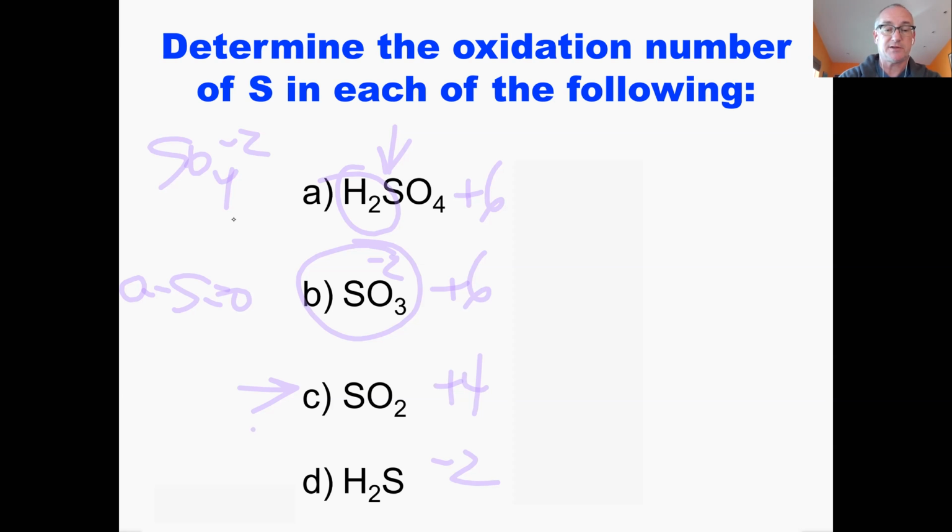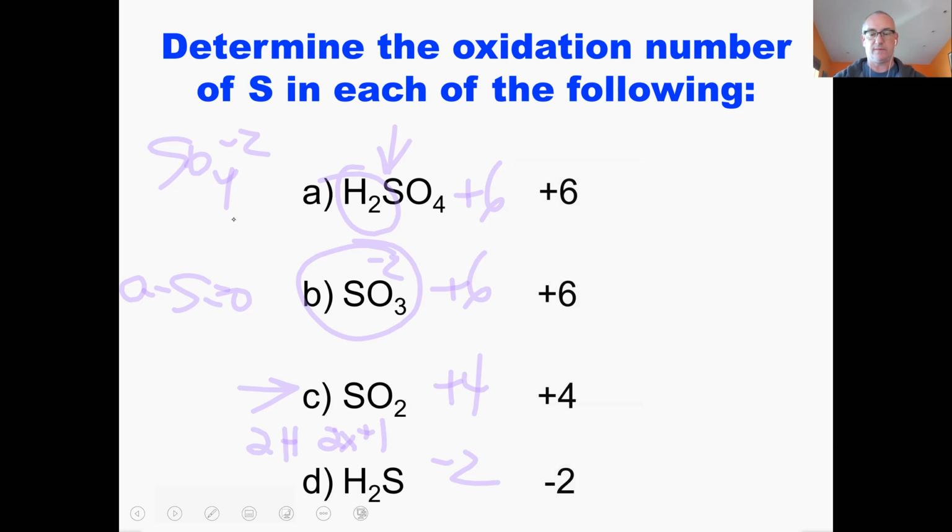Yes, exactly. H2S. So when hydrogen is bound to a non-metal, it's going to be +1. So I got 2 +1s, and then the whole thing has to add up to 0. So that sulfur has got to be -2. Very good. So you can see that sulfur changes its oxidation number radically depending on what environment it's in. Generally, the more oxygen surrounding it, the higher the number. So let's just check. Yep, you got them all. Excellent.